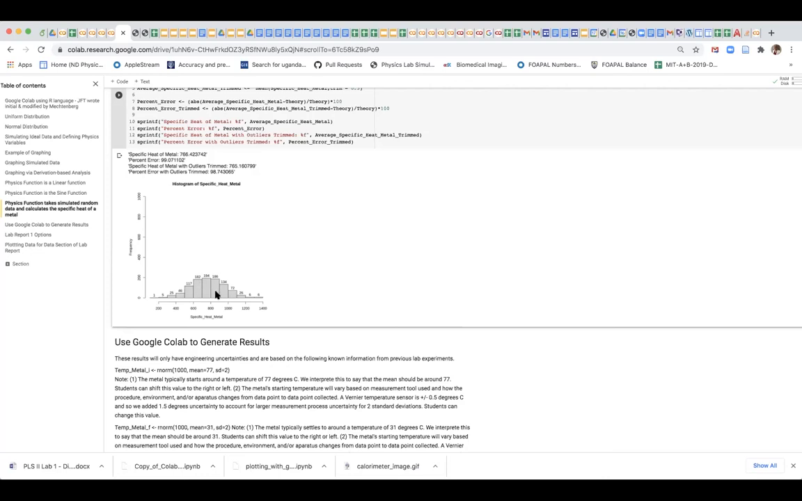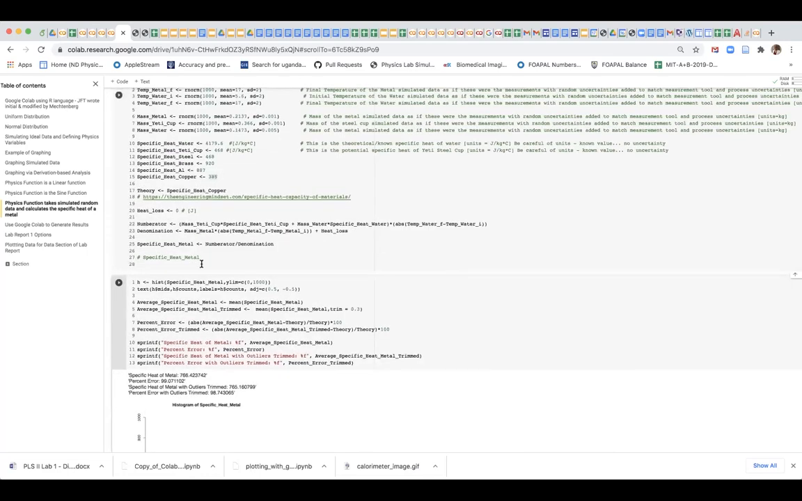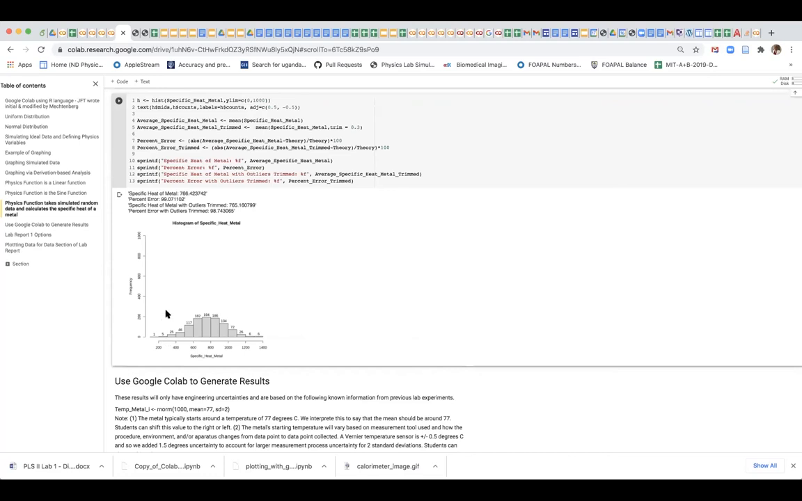Yeah, that sounds good. Okay, but we actually calculated our value to be 766. So our actual mean is right here, correct? Right. But our theoretical value for copper is 385. Our theoretical value is way over here. Is this outside one standard deviation for sure? Yeah. So there's definitely systematic error, correct?